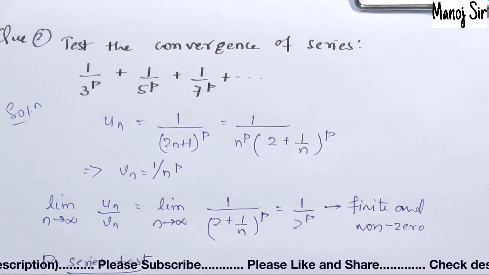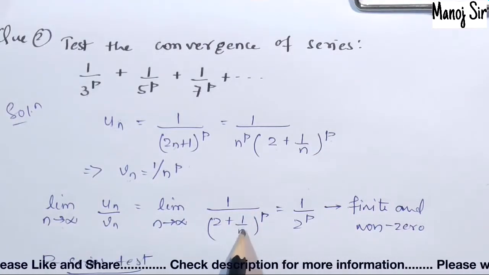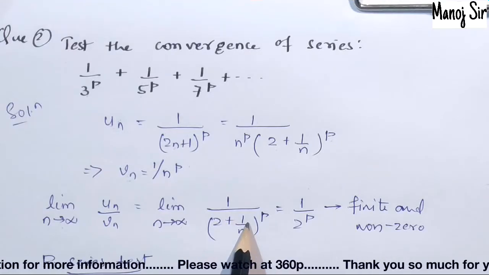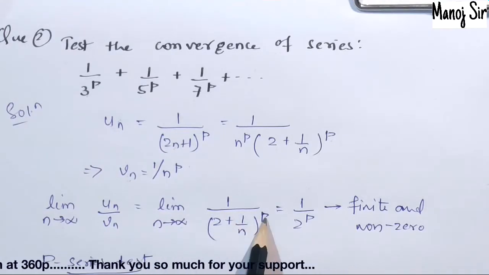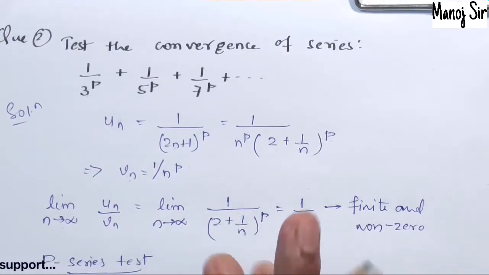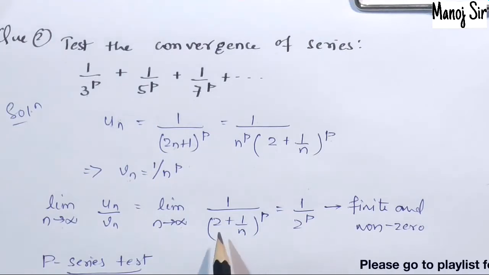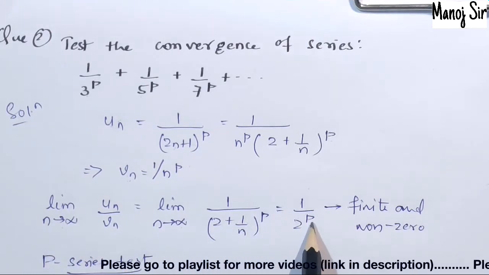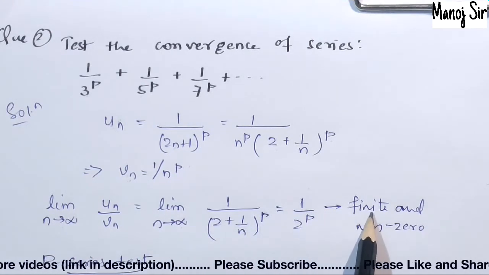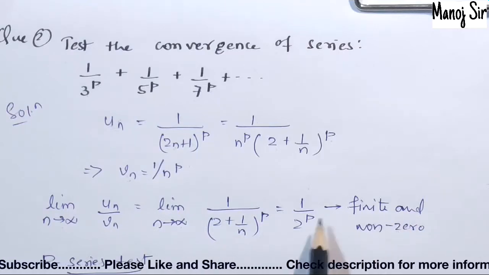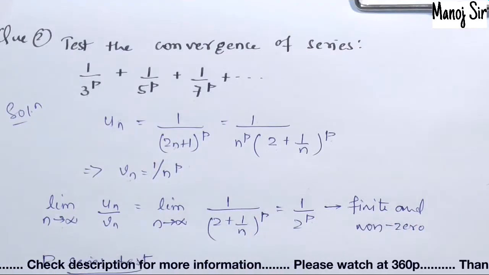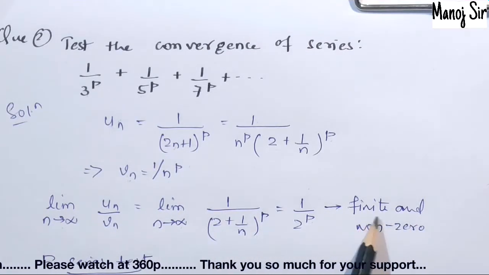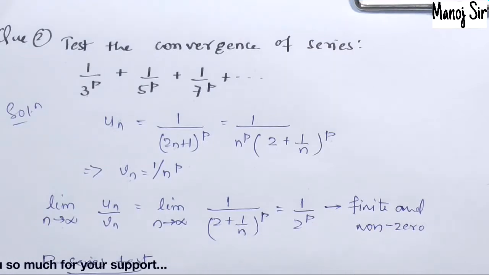Now simply put n equals to infinity. This part will become 0, so you are left with 2 to the power p in the denominator part. Numerator will be as it is, that is 1. So you are going to get the limit as 1 upon 2 to the power p, which gives you a finite as well as non-zero value, because whatever value of p you put, you are always going to get a finite and non-zero value.